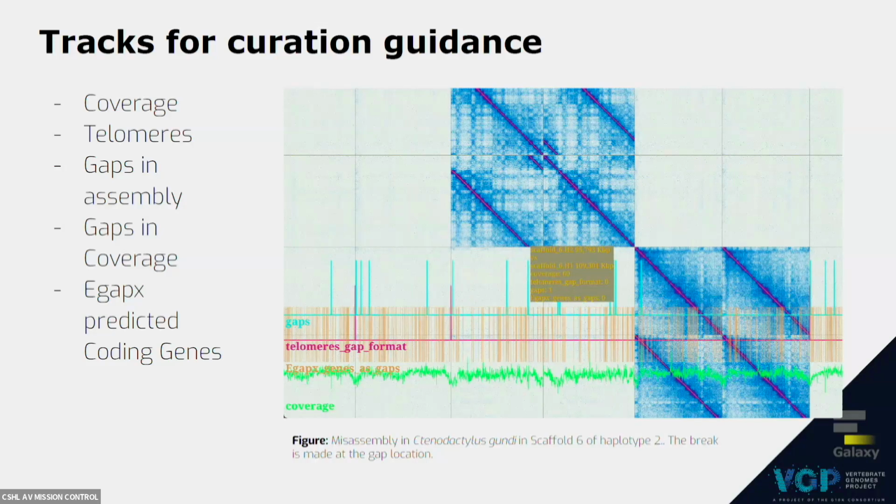In this particular use case, you can see that instead of having a nice diagonal that goes from one corner to the other, this scaffold is broken compared to the other haplotype. And we need to reattach it, and we know where to reattach it because we have a gap exactly where this break is happening. So that's where we're gonna stitch the sequences together.